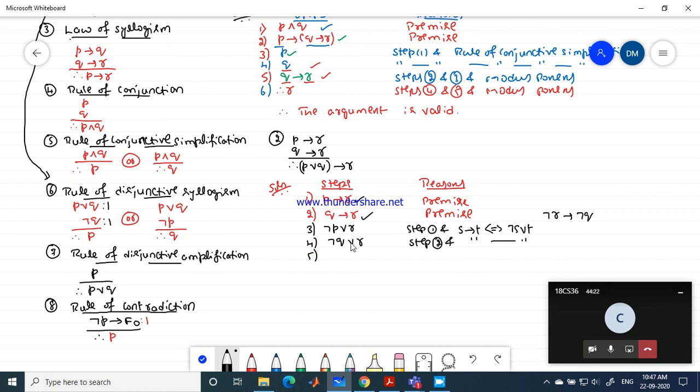Now step number 5. I want to bring these two together because I expect P and Q should be written together. This is my statement P and this is my statement Q, so the conjunction of these two statements should be a true statement. Negation P disjunction R, conjunction negation Q disjunction R. This is true. So from steps 3 and 4 and the rule of conjunction.